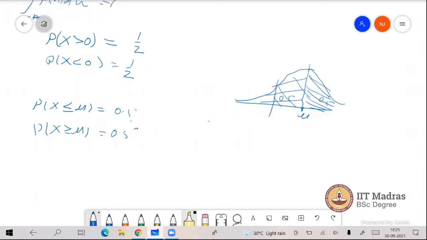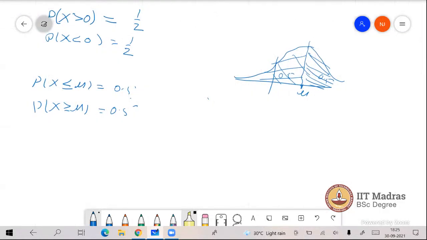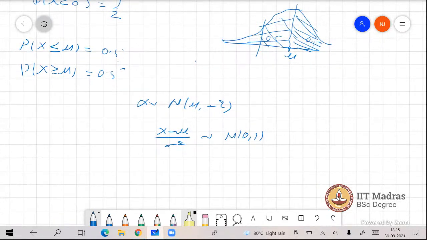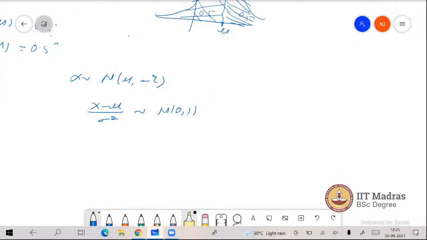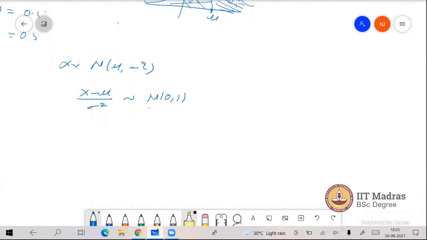Now, one thing is that if x follows normal mu sigma square, then (x minus mu) upon sigma follows normal 0, 1. So every time you can convert normal mu sigma square to normal 0, 1 using this. And why is this useful? Because you may need to find the probability that x, which follows normal mu sigma square, takes values between a and b.